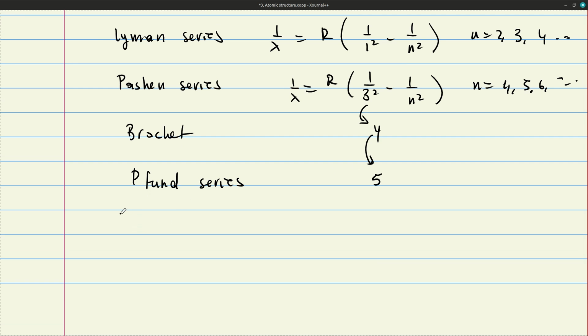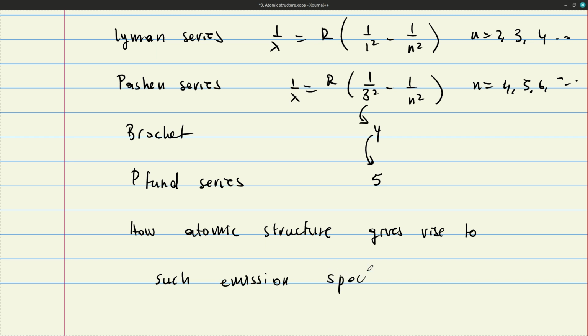And the question is, how does atomic structure give rise to such an emission spectrum? Maybe we can take a 5-minute break here, and when you come back we can talk about the Bohr model and see how it explains the emission spectrum.